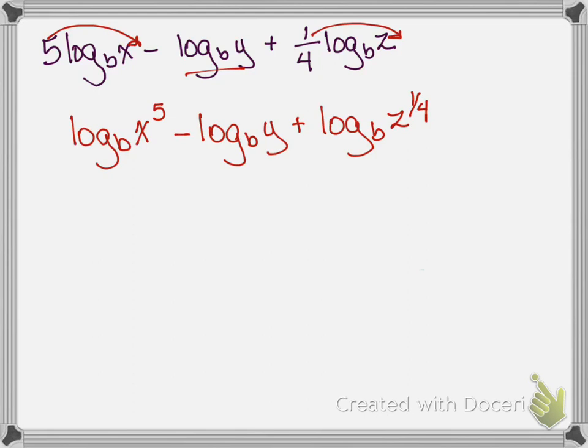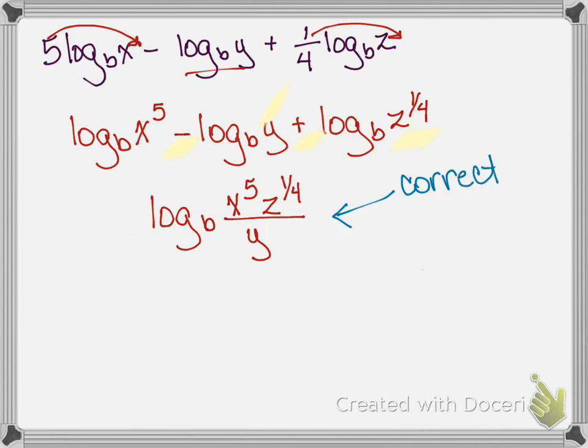Now I'm going to rewrite it as a single log. I have log base b of x to the 5th. Okay? Now, what does this minus mean for that y? It's in the denominator. Excellent. So I have y in the denominator. Okay? What does this plus mean for z to the 1/4? Numerator. Okay? That is 100% correct. I will accept this without any problem whatsoever.